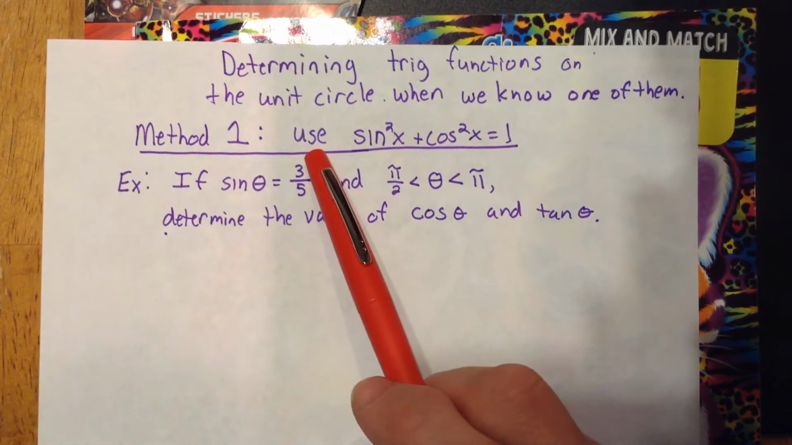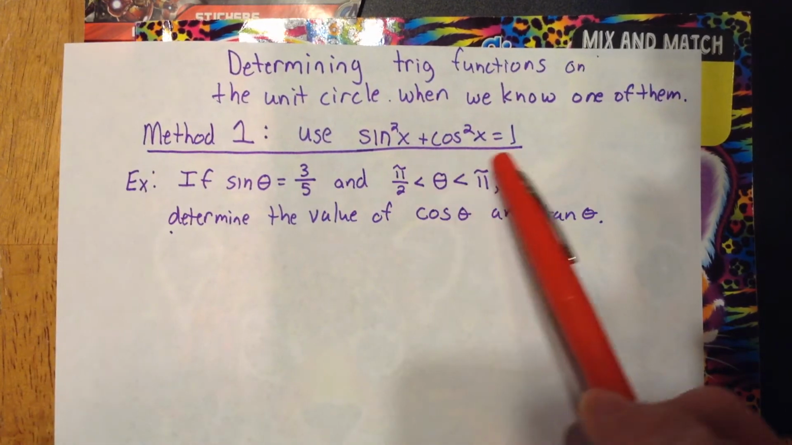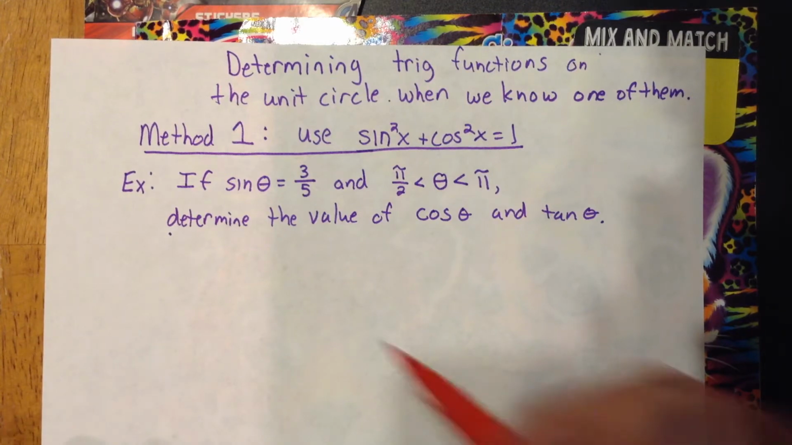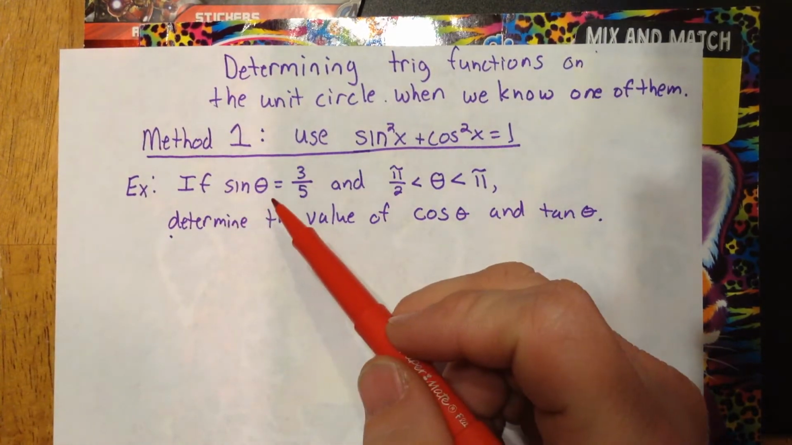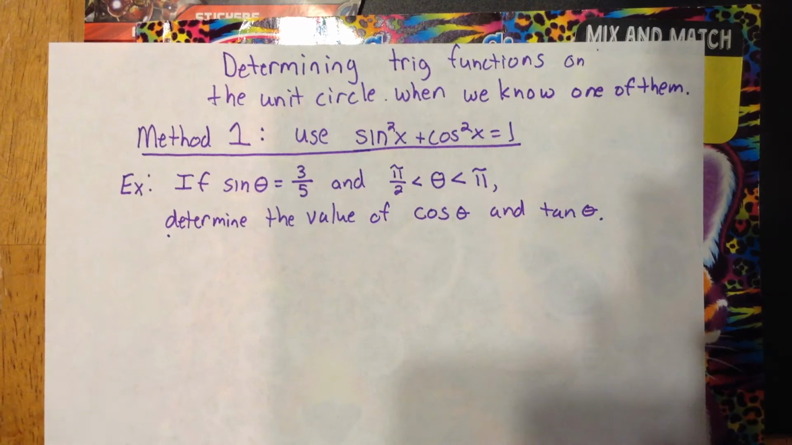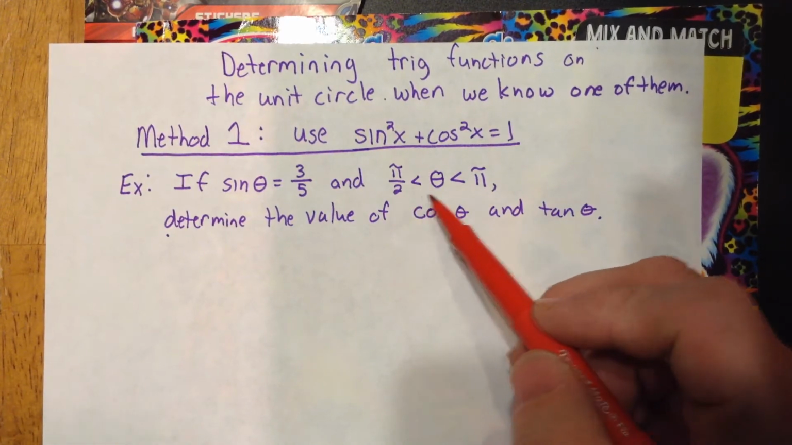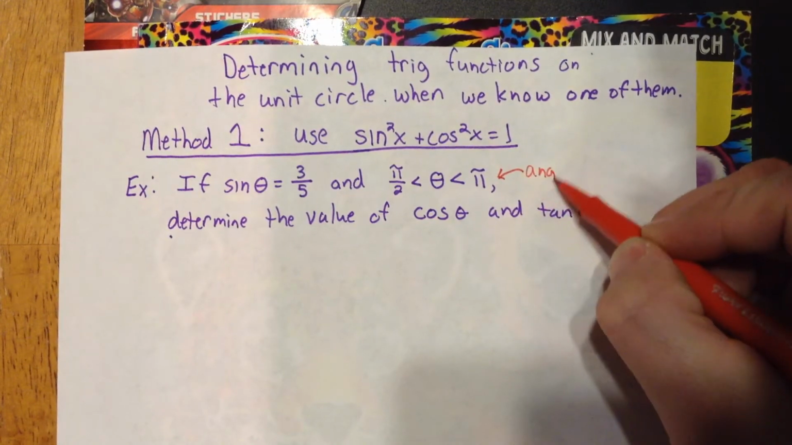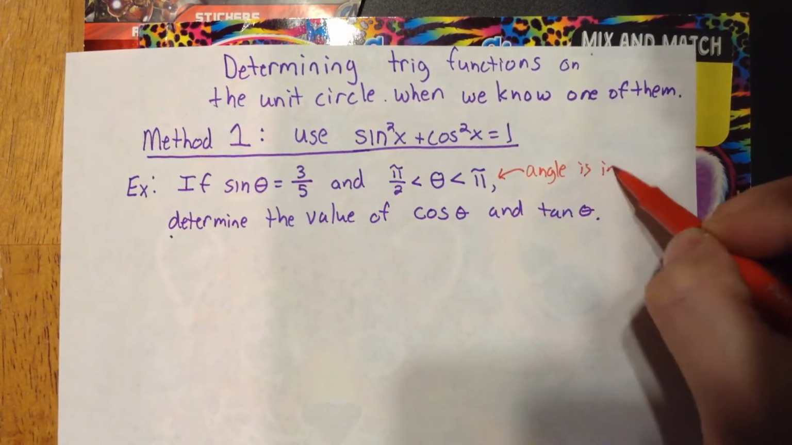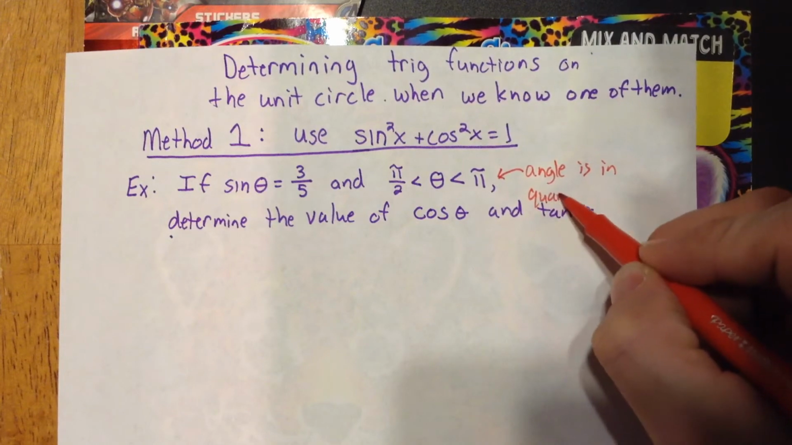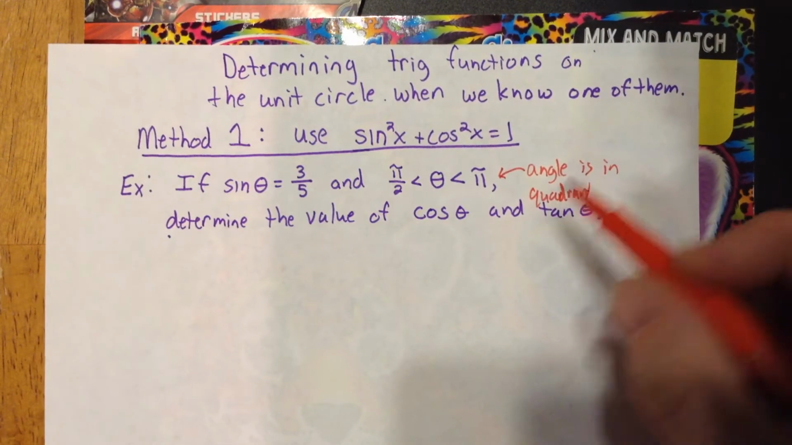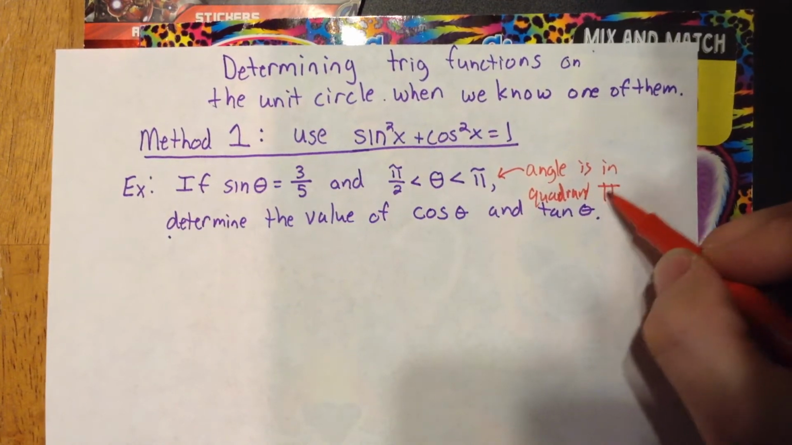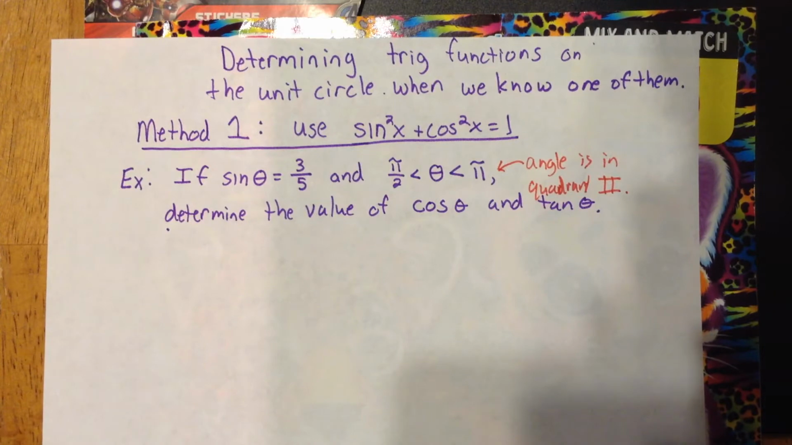The first method we're going to use is the fact that sine squared plus cosine squared equals 1. That's probably the easiest way to do it. And here's how it's going to work. I'm giving you the fact that sine of theta equals 3/5 and that pi over 2 is less than theta is less than pi. What this really means is that the angle is in a quadrant. Pi over 2 is 90 degrees, pi is 180, so we are in quadrant 2. That's what that's all about.